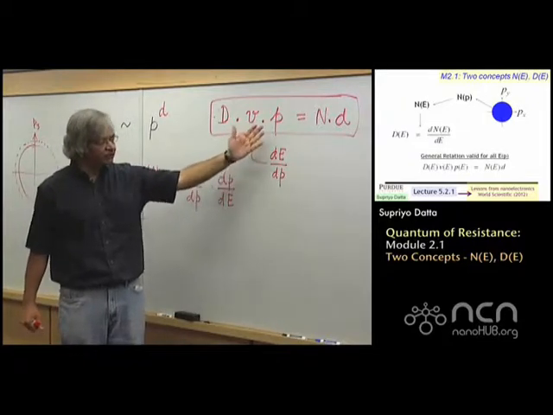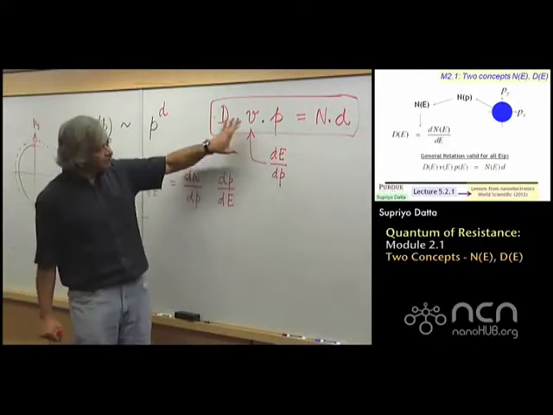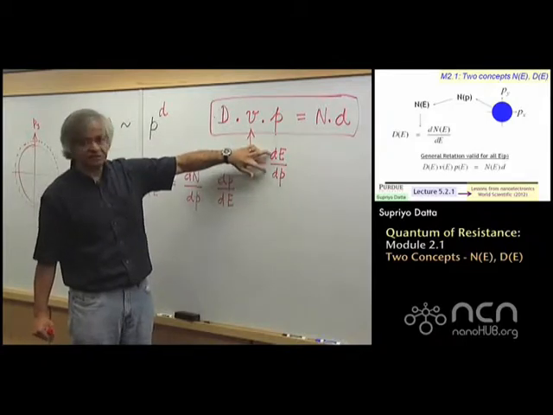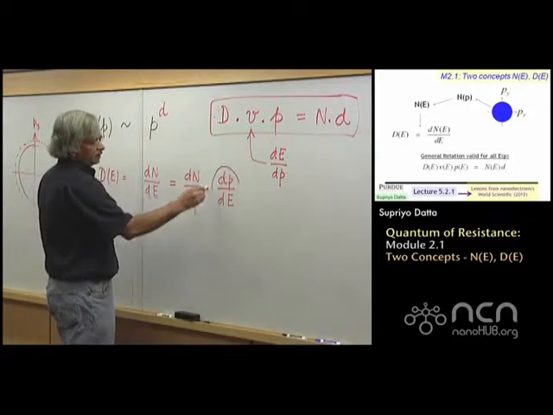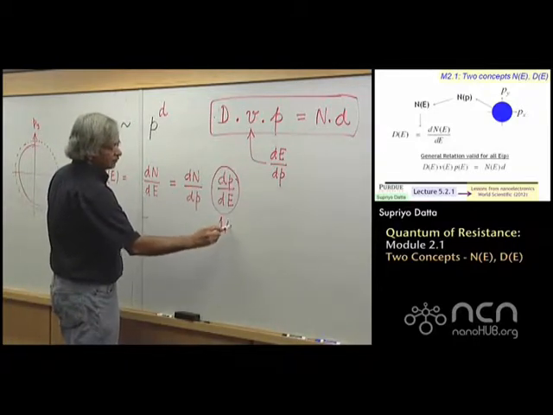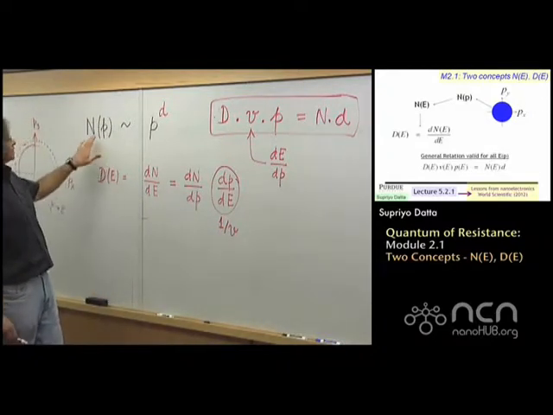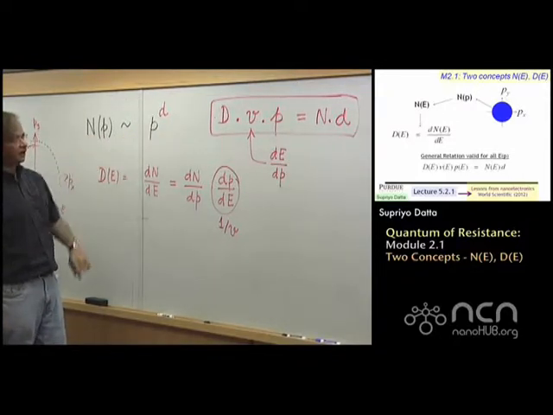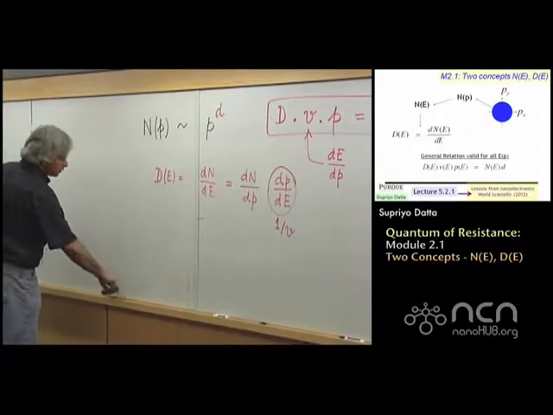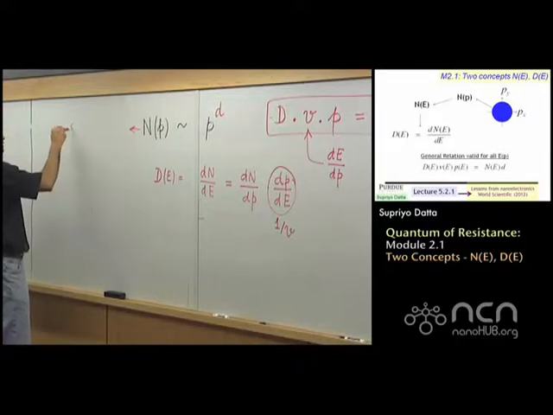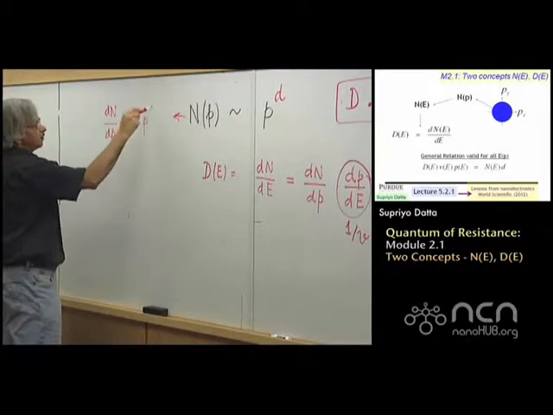But regardless of what energy momentum relation we have, it could be a complicated energy momentum relation, the definition of velocity in general is actually this dE dP. It's the rate of change of energy with momentum. And so this quantity is like 1 over V. Now, the next point to note is that as long as N has this form, P to the power d, we can write dN dP as d times P to the power d minus 1.